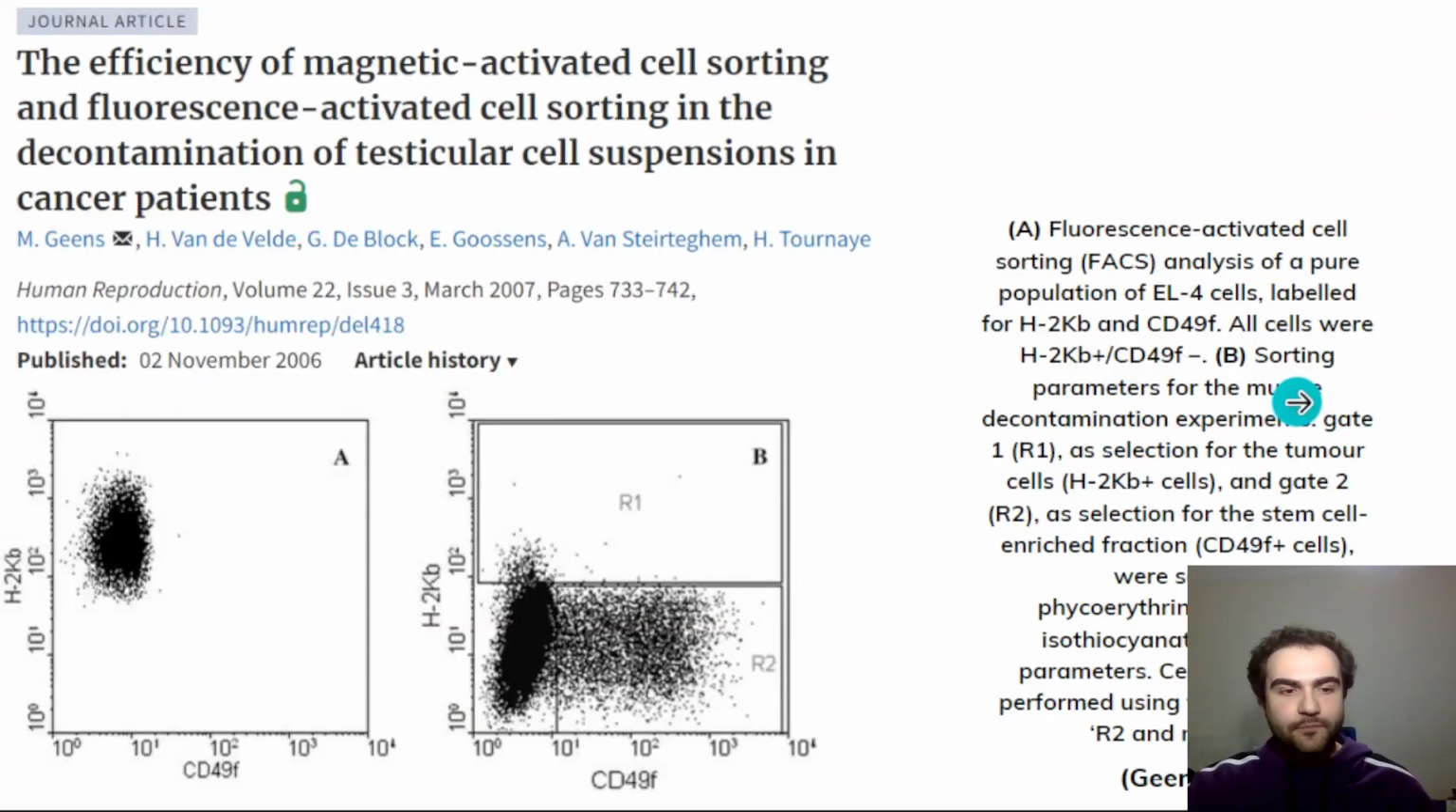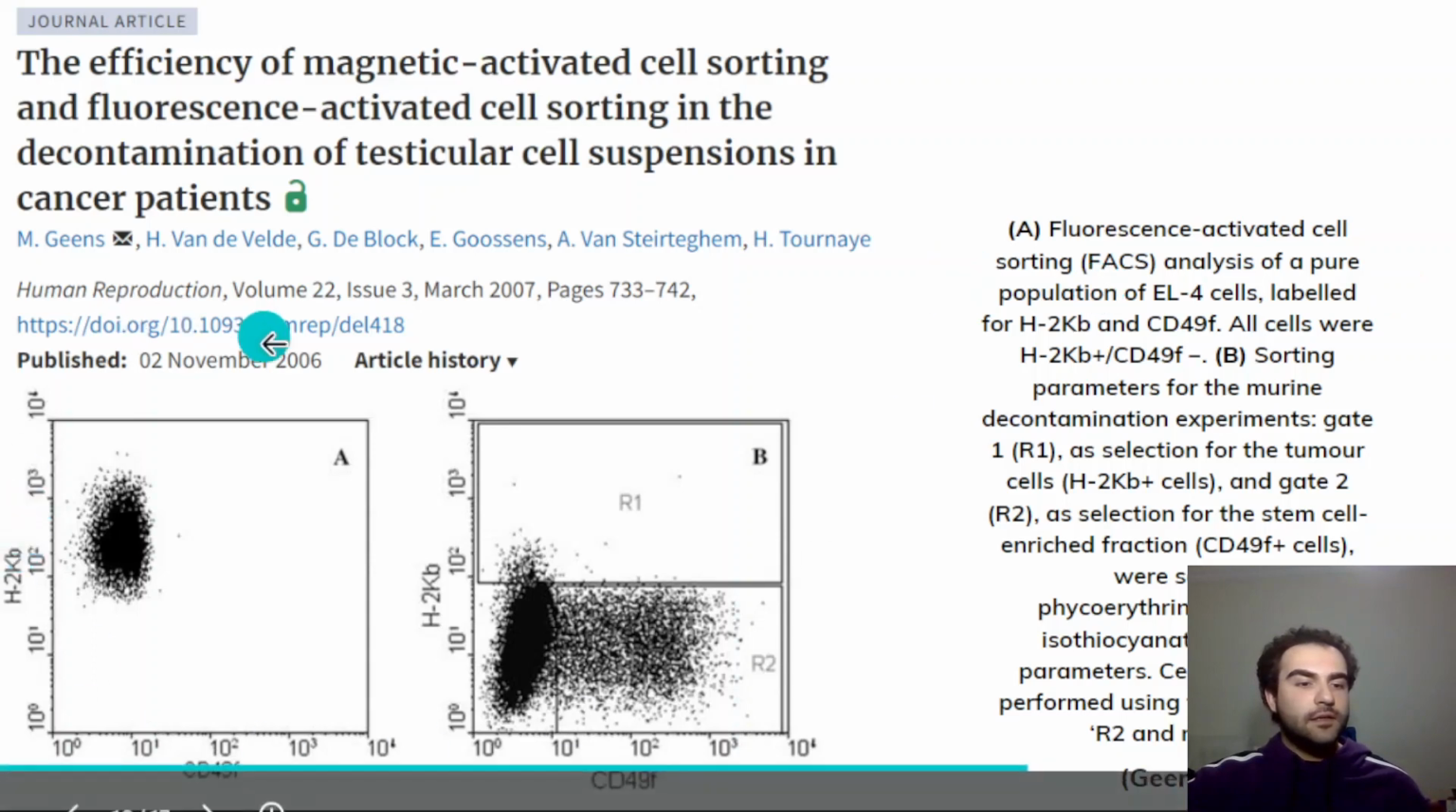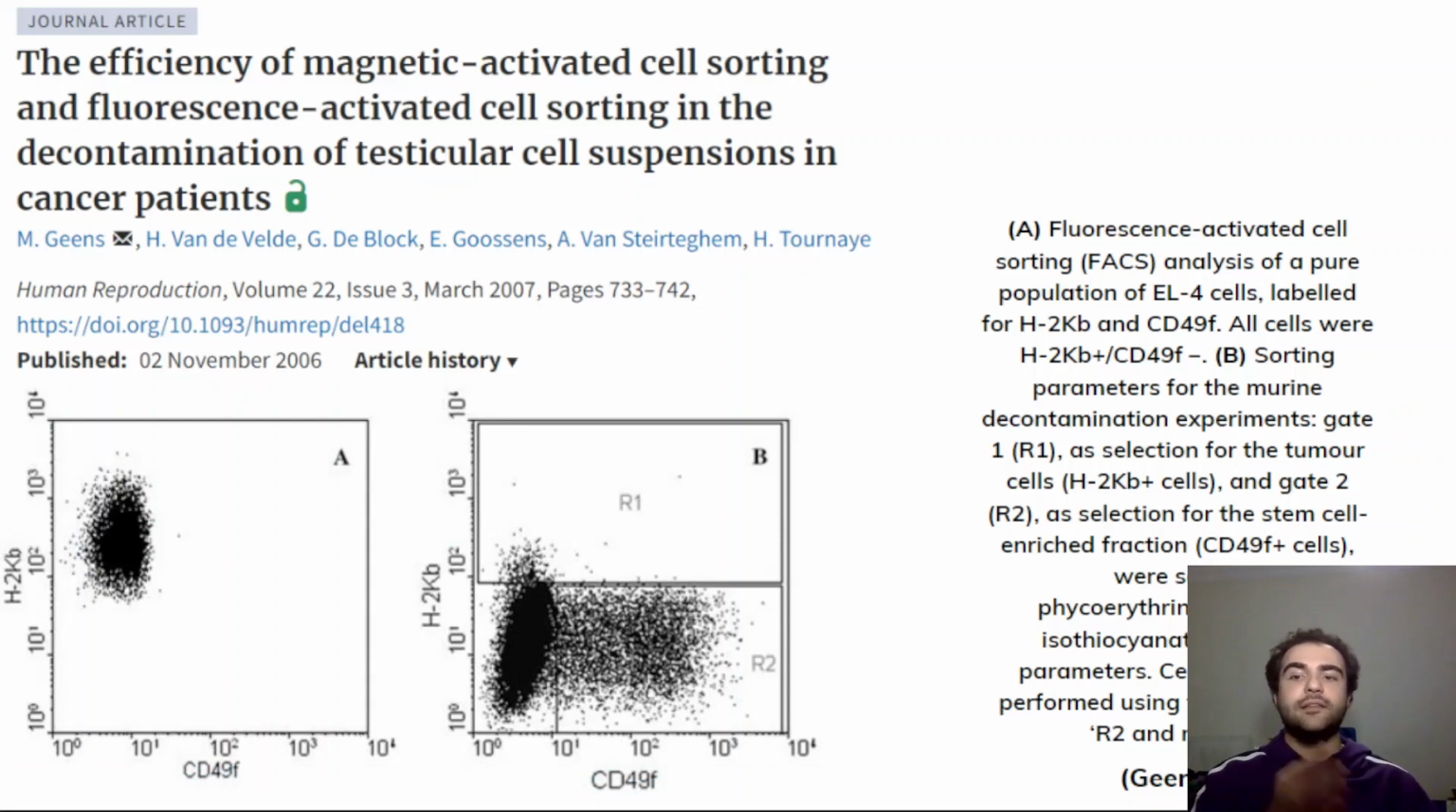And then in this article, the contamination of testicular cell suspensions in cancer patients was handled by two different approaches, and one of them was FACS. FACS analysis, it's the left one in here. The FACS analysis of a pure population of EL4 cells ended up with a high percentage of purity at the end, and this also shows that FACS can be used to ensure the decontamination of a sample of cells.